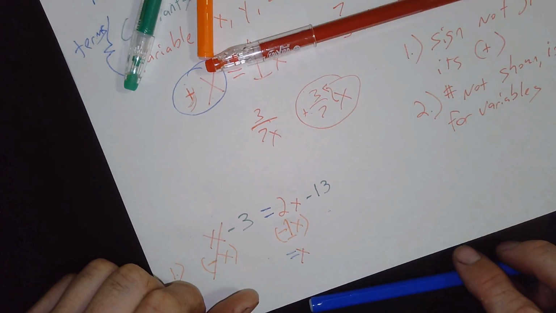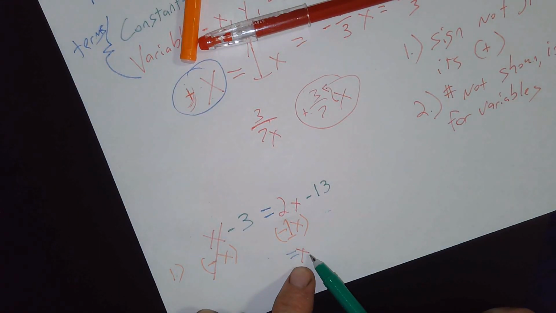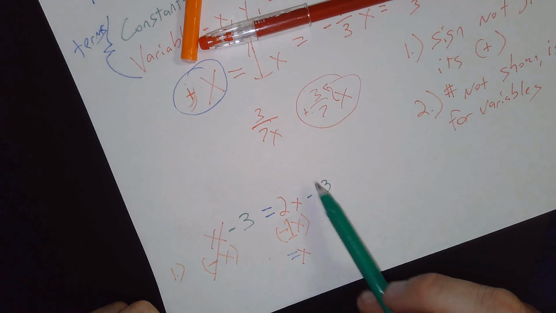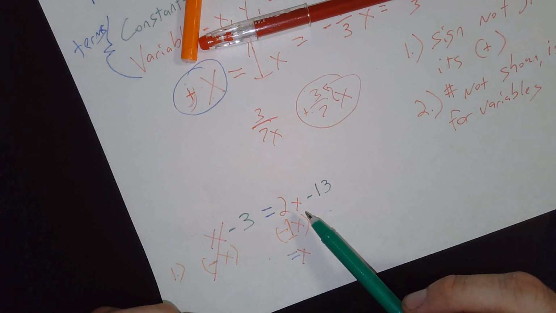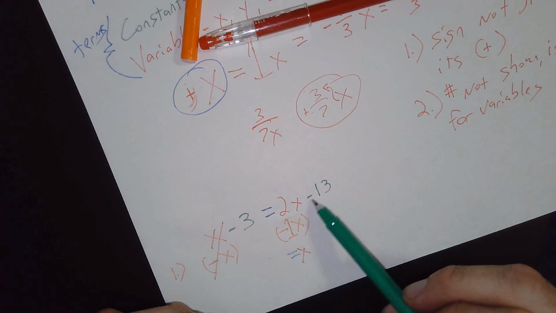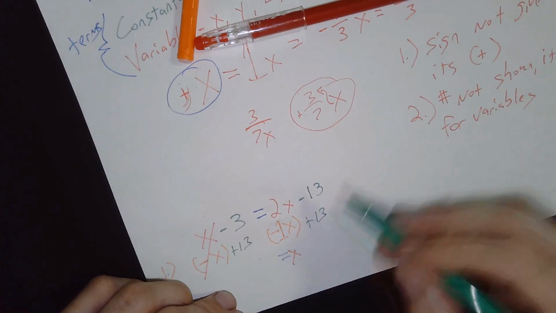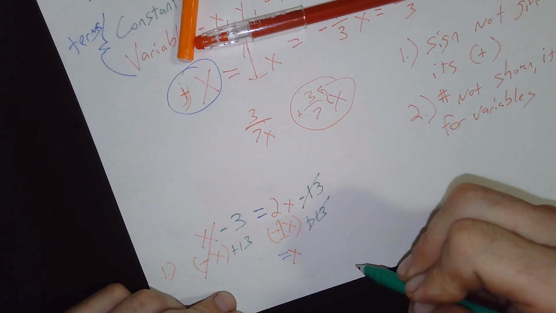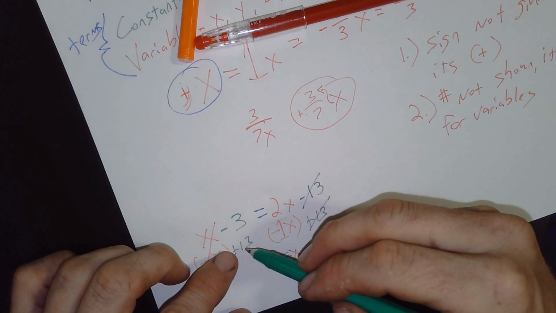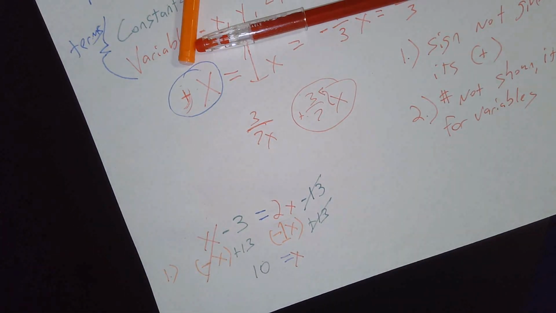Now I got to deal with my constant terms, which is going to be a little easier. Since I got x on this side, the constant's got to go to the other side. So to get this term over to this side, I got to add 13. That's negative 13, so I have to add 13 to both sides to get rid of it. So this cancels that out, and then negative 3 plus 13, so this is effectively 13 minus 3, which is 10. So x equals 10.